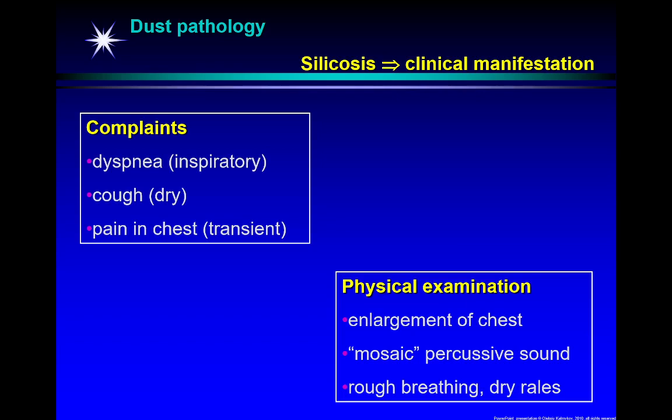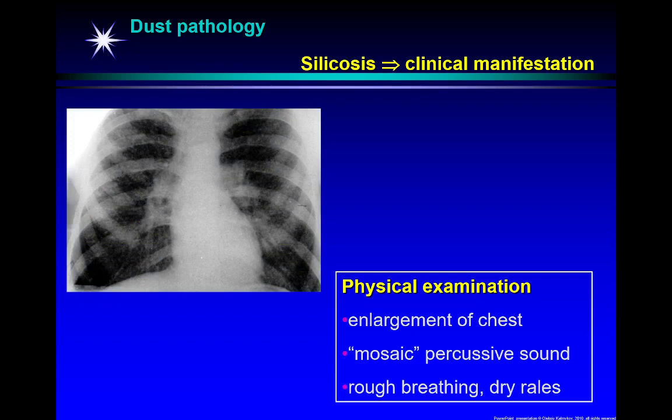At physical examination, we might detect emphysematose deformation, enlargement of chest, bandbox or mosaic percussive sound, by auscultation, rough breathing with sometimes wheezing, and other auscultative patterns, typical for mostly bronchitis and interstitial changes in lungs. As you can see on the slide, usually we observe bandbox sound above the emphysematose regions and dull percussive sound above lung roots and other foci of such a dense condition of lung tissues.